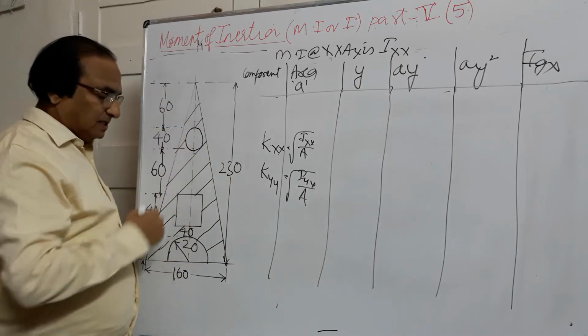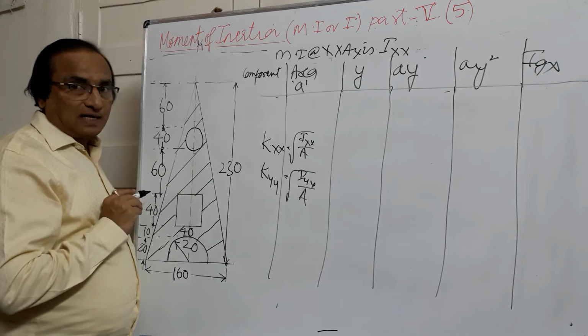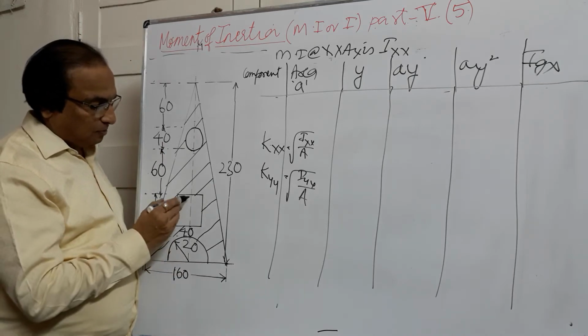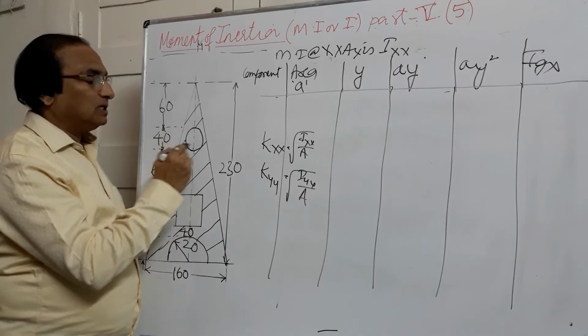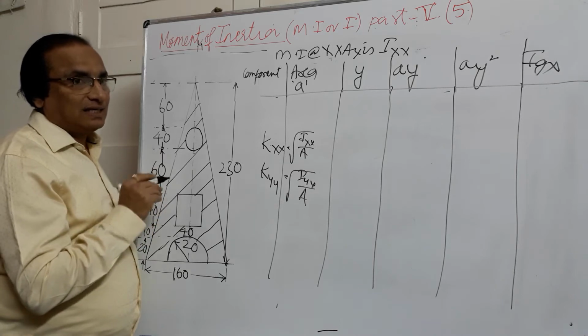Now this is the figure which is given to you. There is a big isosceles triangle. From this triangle, we remove this semicircle, we remove this square, we remove this circle. What is the balance? For that, you'll have to find out Ixx and Iyy.